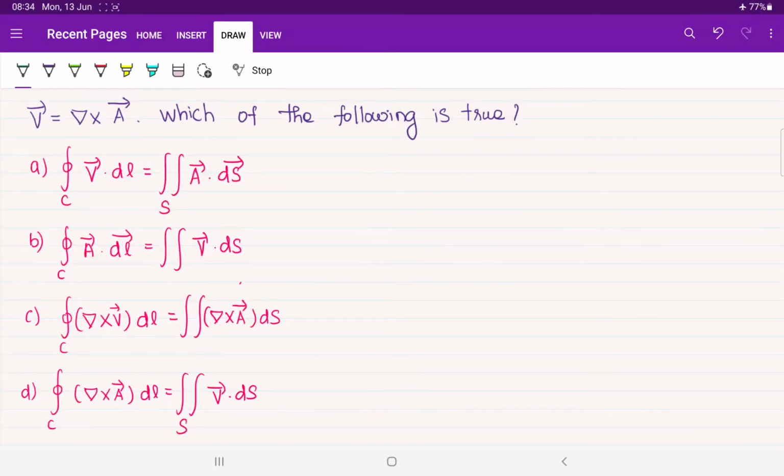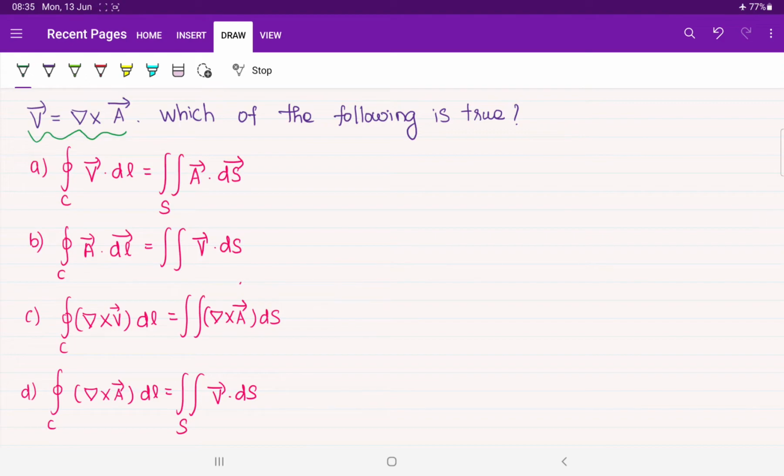In this series, we will be learning how to solve various fields under various integrations. Of course, we are in vector calculus, learning how to utilize Green's theorem, Stokes theorem, and the divergence theorem in order to bring the answer for a vector field under integration. Now, if you observe the given function, V vector equals del cross A vector, then which of the following is true? Simply, they have given the question here.